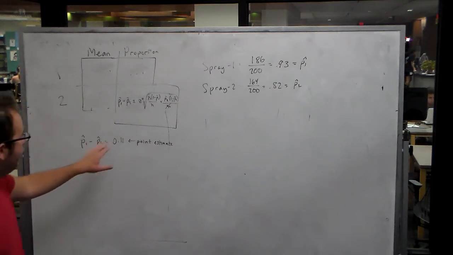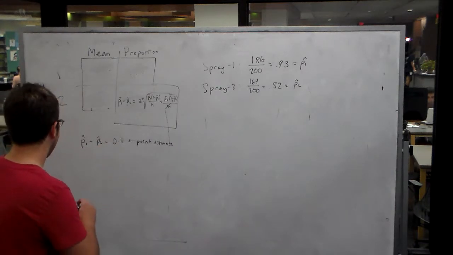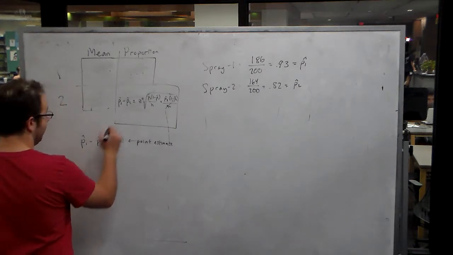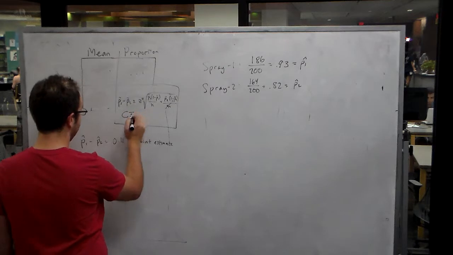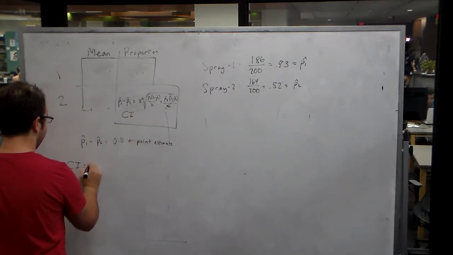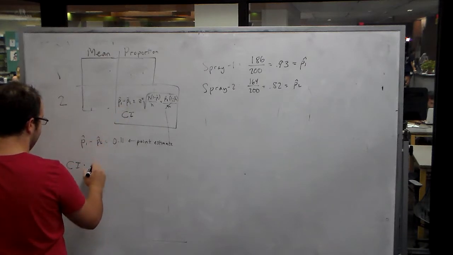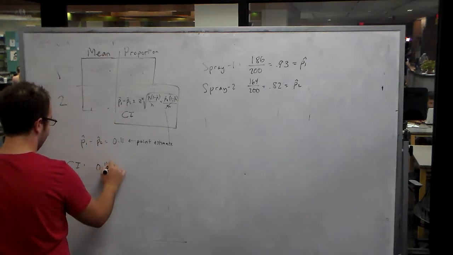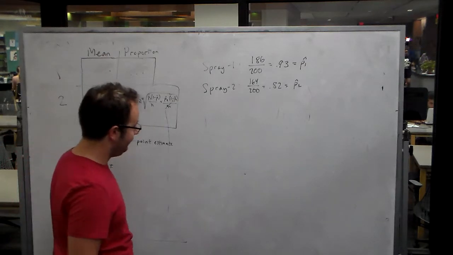All right, so this is the formula we're going to use for this problem. We want to find a confidence interval. And by the way, this is the formula for the confidence interval. You should memorize it or just know where it is on your formula sheet. The confidence interval will be p1 hat minus p2 hat, which we know is 0.11, plus or minus z star. What is this z star?